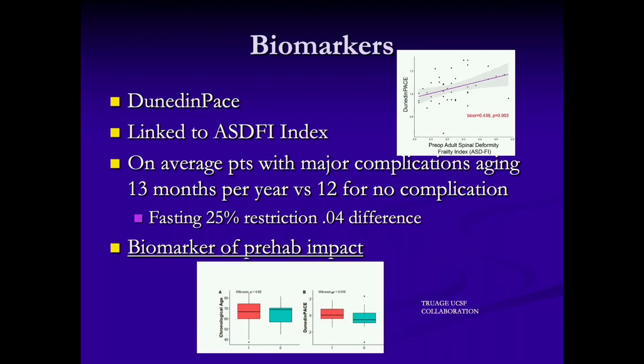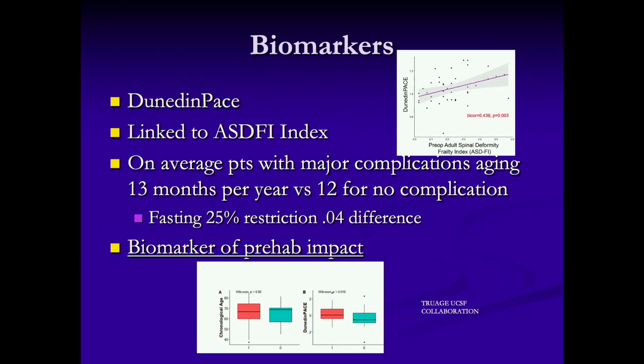And when we look at the instantaneous pace of aging in our population of adult deformity patients, we found that the patients that had major complications were on average aging 13 months per calendar year versus the patients without complication that were aging normally, about 12 months per calendar year. Why did they spend all this money to follow all these New Zealand patients for 50 years? You can imagine the cost of that study. Because it's a biomarker of interventions, pharmaceutical and otherwise, for anti-aging therapy, right?